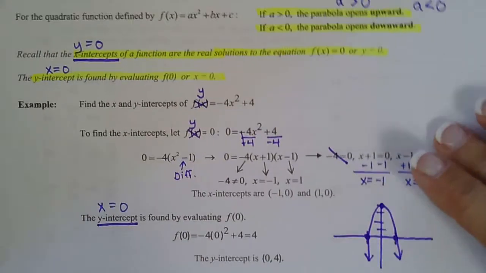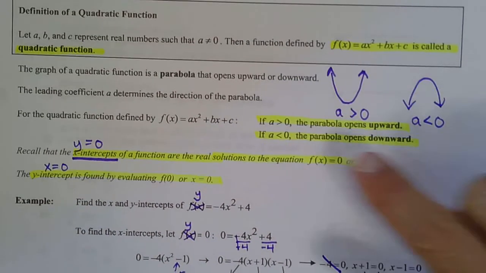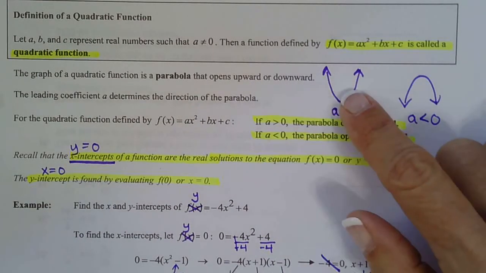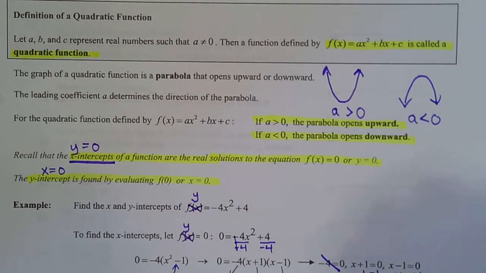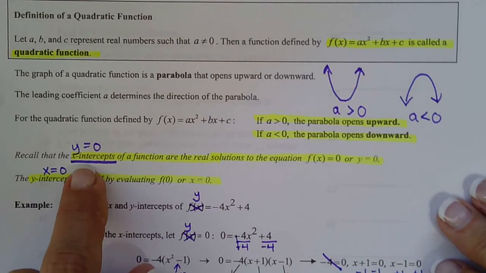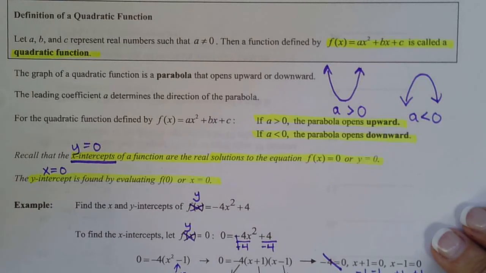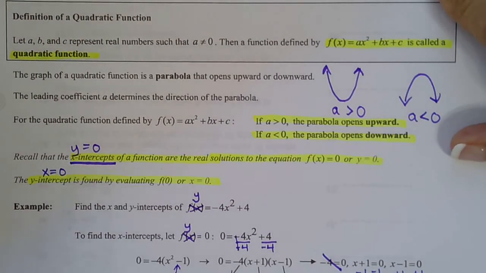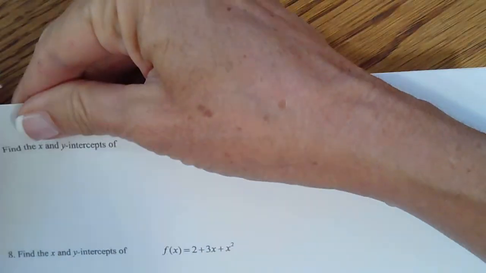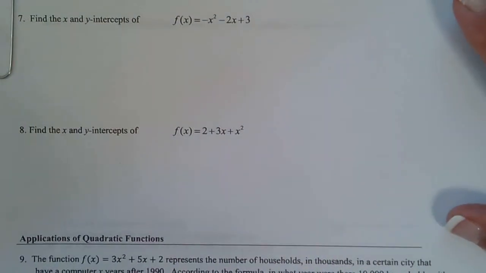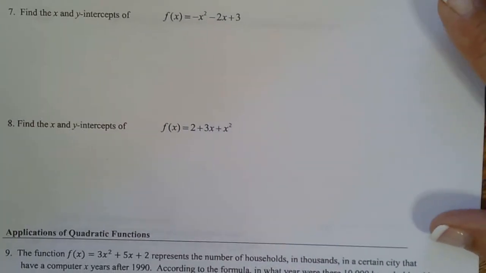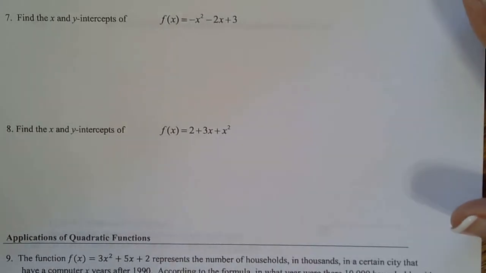Okay. So the big thing from this page is remembering a positive cups up, a negative cups down. To find the x-intercepts, make y 0. To find the y-intercepts, make x 0. Okay, let's move on to the last page of our notes. So this one's asking us to find the x and y-intercepts.